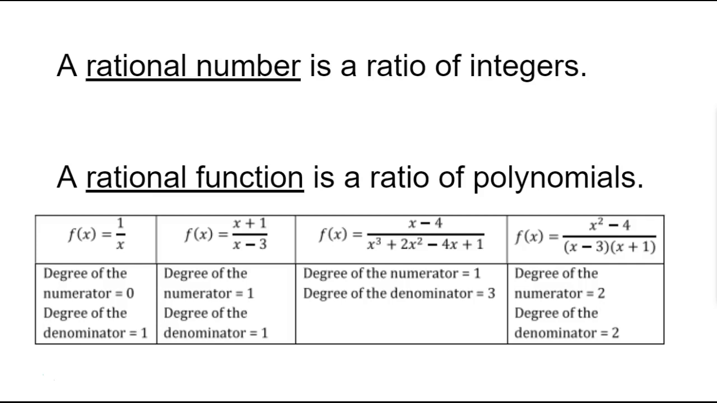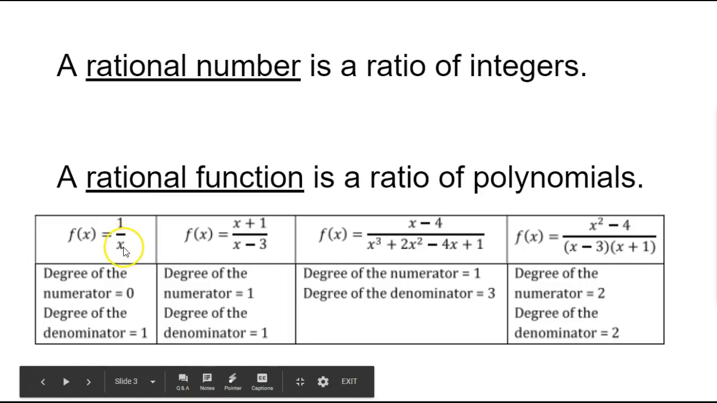A rational number is a ratio of integers, numbers. A rational function is a ratio of polynomials. If you remember from Math 2, we learned a polynomial is just a representative of a number, and so we can do all of the operations that we do with integers and numbers with polynomials as well. We also learned during the polynomial unit that each polynomial has a degree. So don't forget how to find degree.